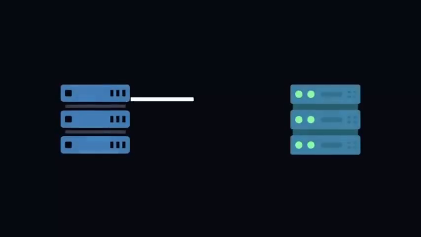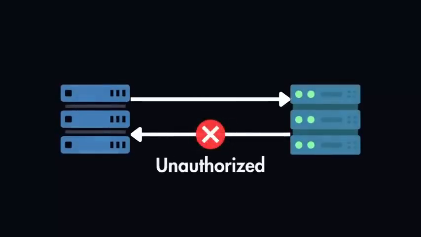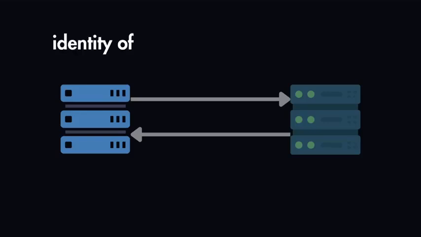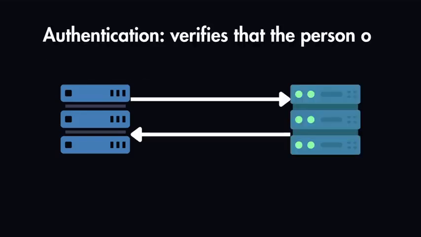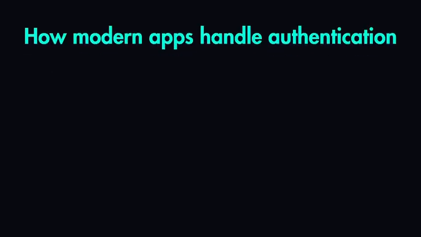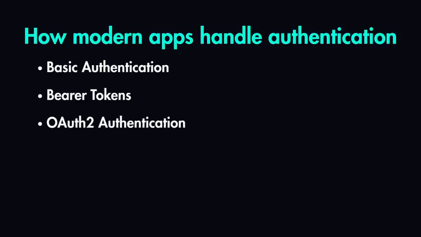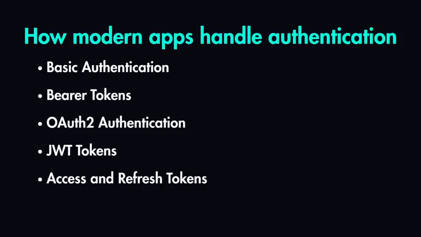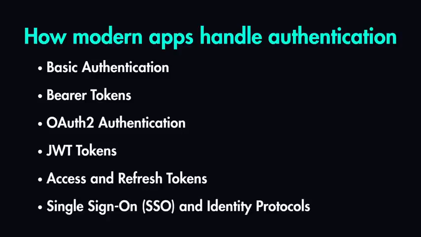Before a system can authorize or restrict anything, it first needs to know the identity of the requester. That's what authentication does. It verifies that the person or system trying to access your app is legit. And in this video, you'll learn how modern applications handle authentication, from basic to bearer tokens to OAuth2 authentication and JWT tokens, as well as access and refresh tokens, and also single sign-on and identity protocols.